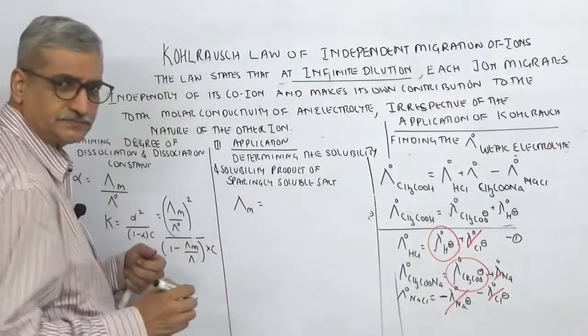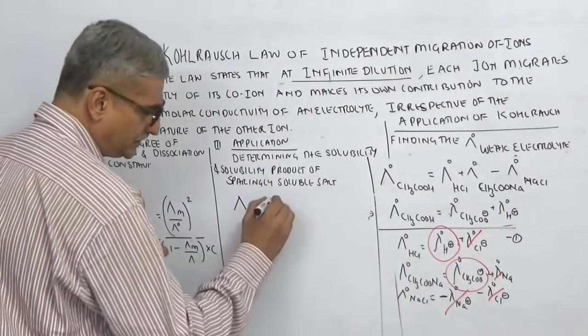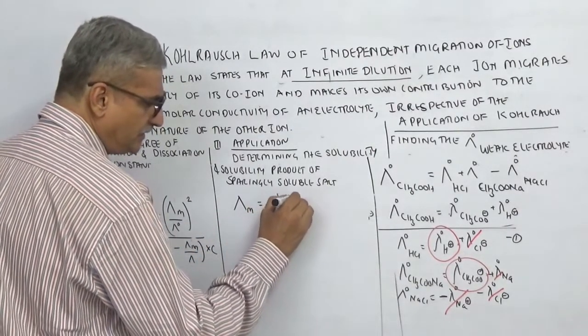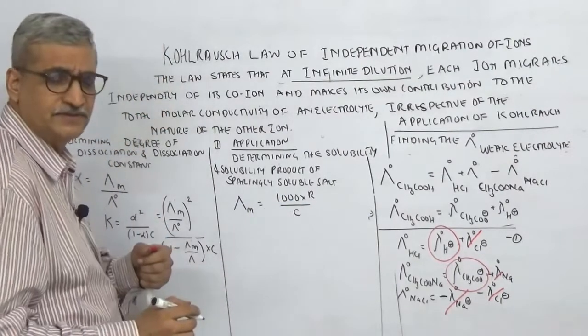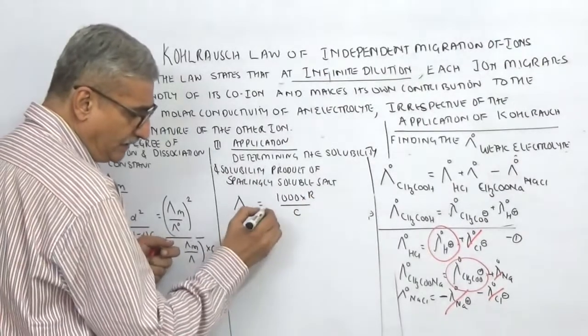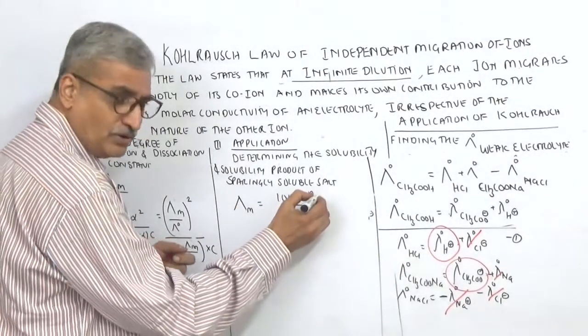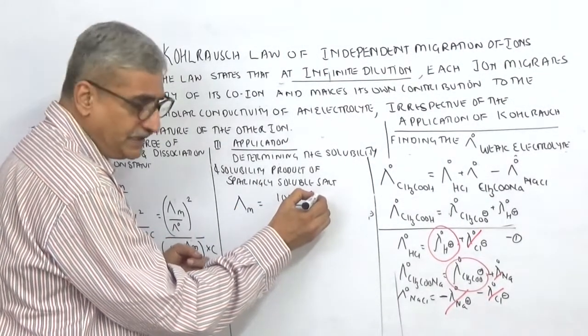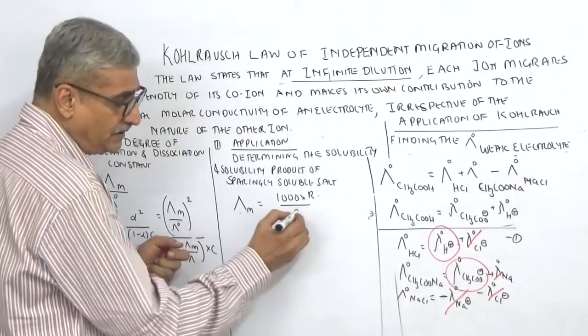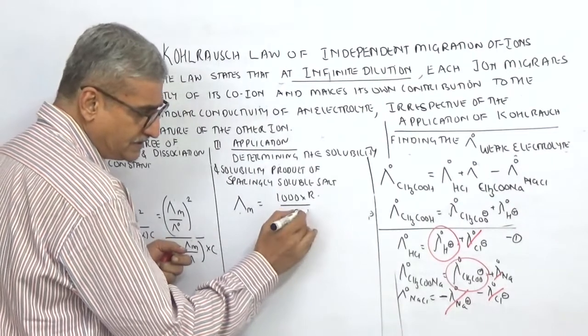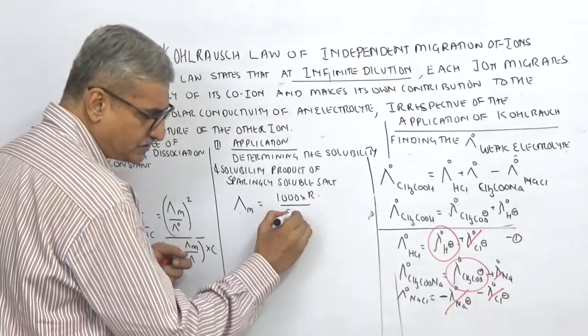Molar conductance is equal to 1000 into K by C. So if you know the conductivity, I'll teach you how to find it out. We can find out the molar conductance. And what will you get? This C is nothing but solubility.